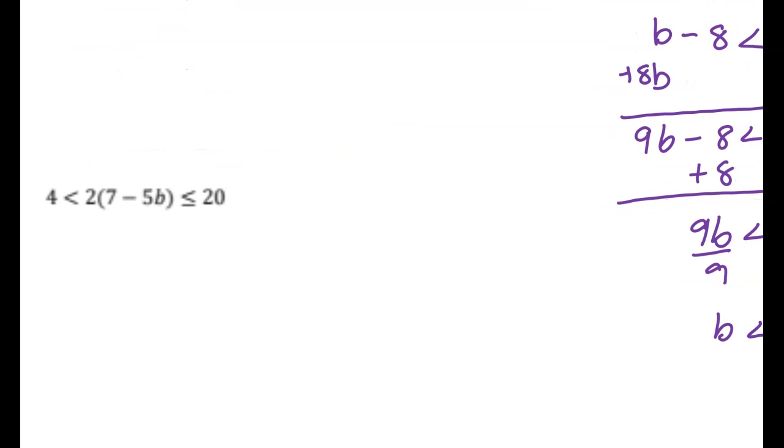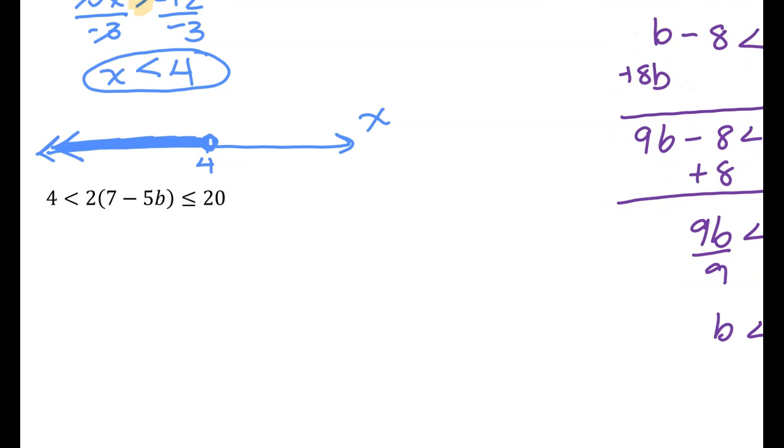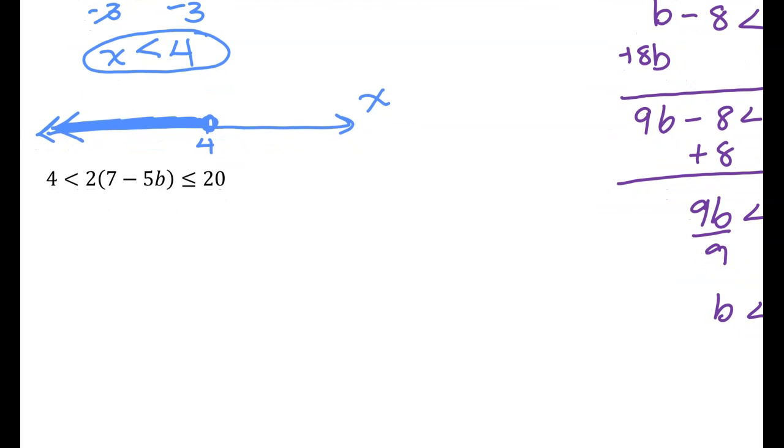Let's do one more, and I only want to do one more because it's a compound inequality. I have a sandwich here. I'm saying 2 times 7 minus 5b is greater than 4 and also less than or equal to 20. And you can solve these using the same rules. You just have to make sure that when you do it to quote-unquote both sides, it's actually all 3 parts of this equation. So I will start just like last time with a distribute.